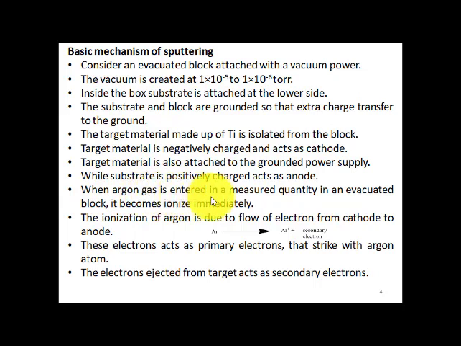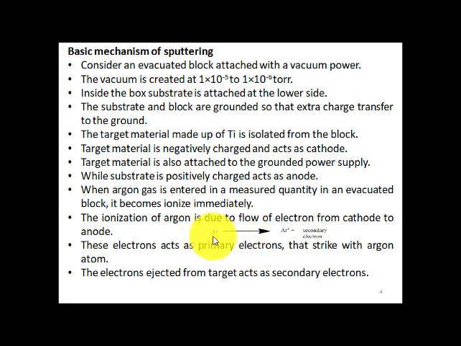When argon gas is entered in a measured quantity into the evacuated block, it becomes ionized immediately. The ionization of argon is due to the flow of electrons from cathode to anode. The cathode is negatively charged, so it ejects electrons, and these electrons move toward the positively charged anode. The argon gas is ionized by the flow of these electrons. These electrons act as primary electrons that strike the argon atoms and ionize them.